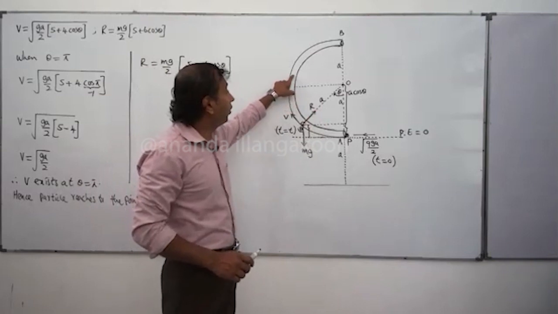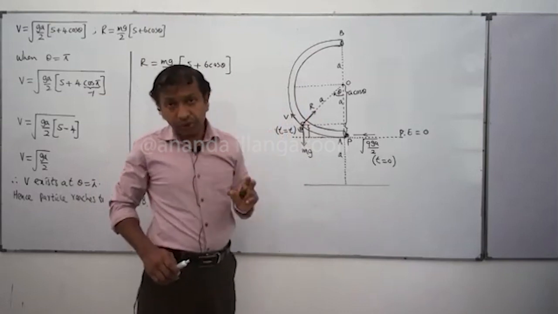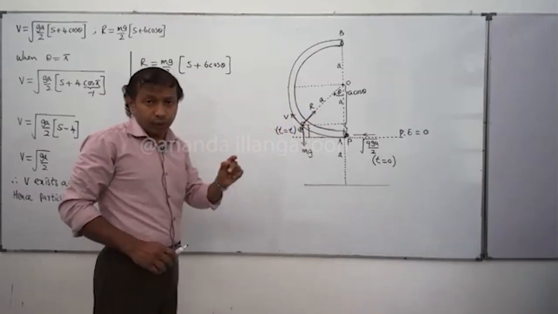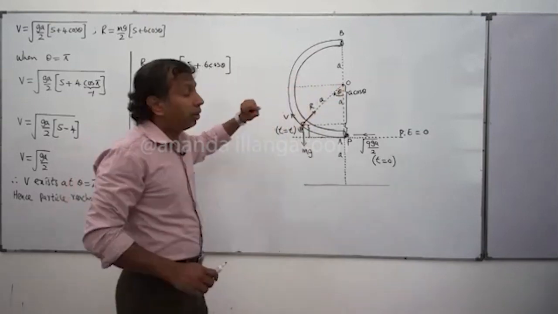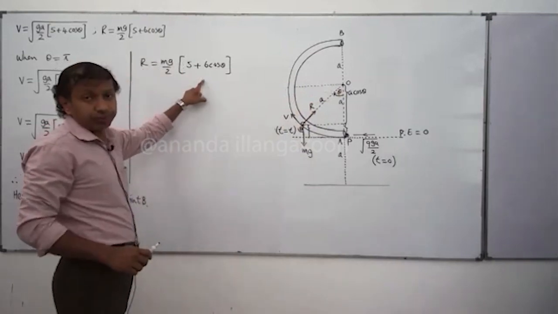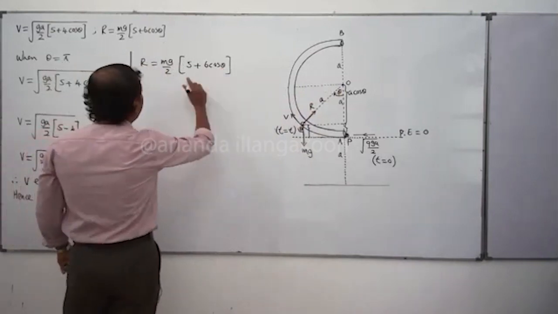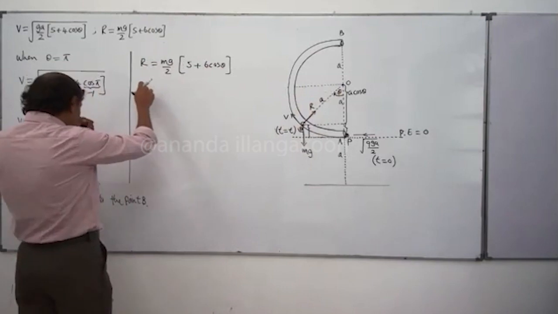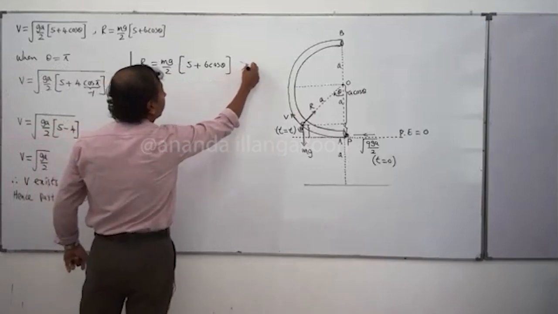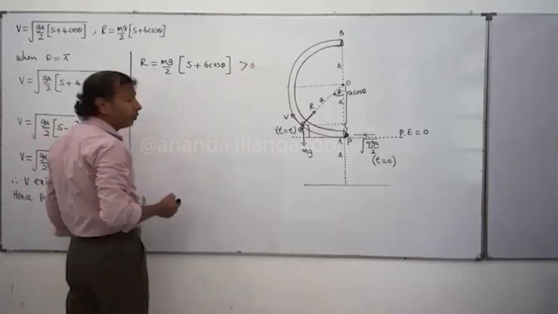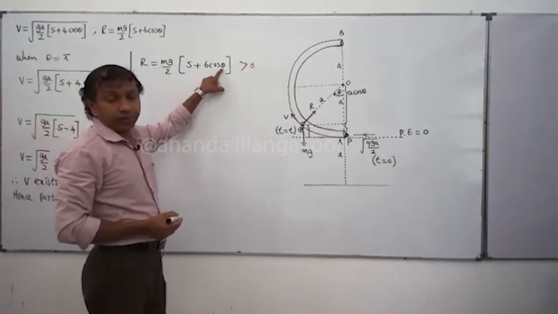Sometimes above this level it is also positive. Anyhow, there is a particular motion for the particle. During that motion, the reaction R acts towards the center because R becomes positive. Now we can say this is R positive, R greater than 0 in the initial stage, because that's very obvious. Theta is acute.